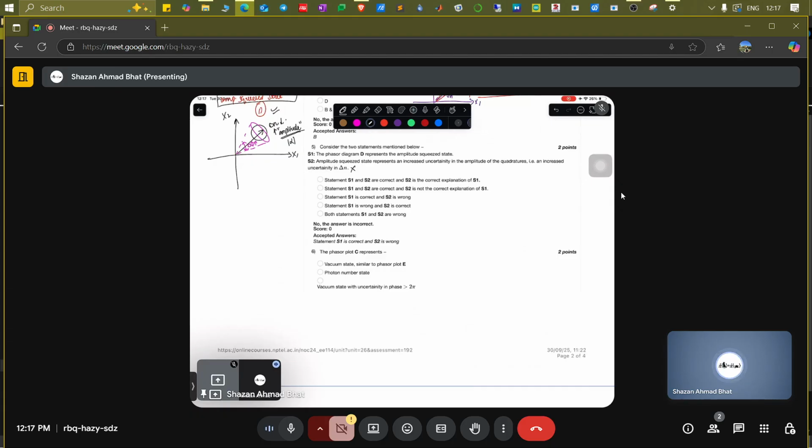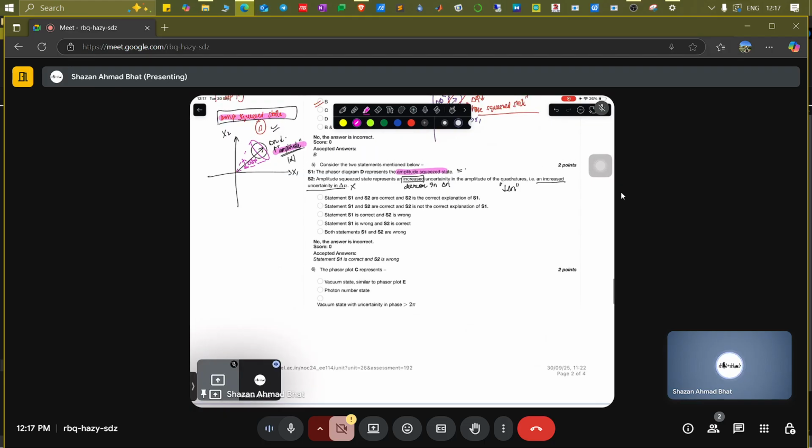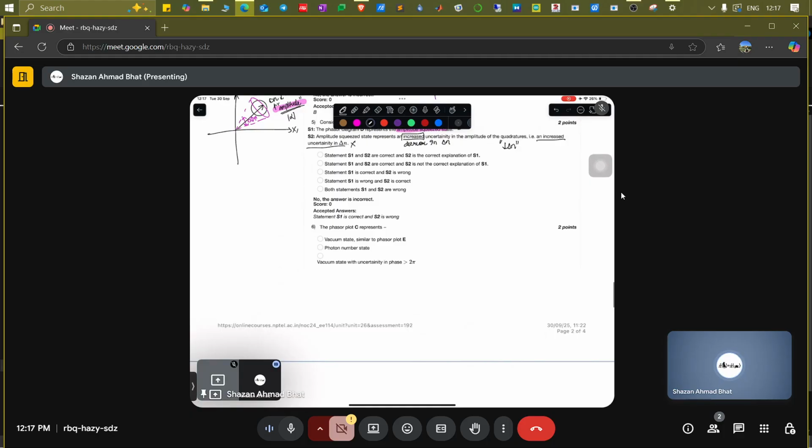Why? Because the amplitude squeeze state represents a decrease in uncertainty, a decrease in delta n, of the quadratures. So S2 is completely wrong, but S1 is fine. It's correct. That means the phasor diagram represents the amplitude squeeze state. So the answer is: statement one is correct. Statement two is wrong. It's completely wrong. Okay, so give me a point.